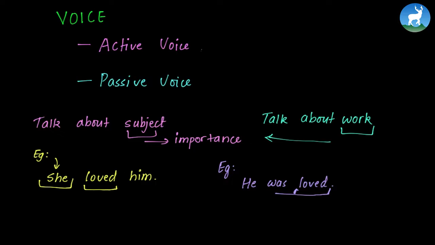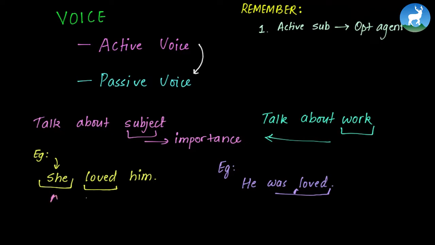Now while changing from one voice to another, we need to remember a few things. The first point to remember is the active subject is changed into passive object plus optional agent. Now we will see this rule in the example below. She loved him. The active subject here is she. And while we change she loved him into passive voice, we have not seen the use of she. So we can use it as he was loved by her. Now this becomes the optional agent. Hence we say the active subject in active voice is changed into optional agent in passive voice.